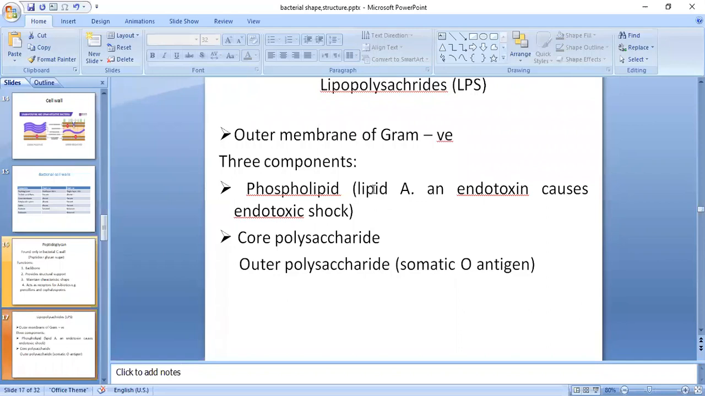The lipid part, lipid A, acts as an endotoxin, which is mostly released. The endotoxins are released only by the gram-negative bacteria. The gram-positive bacteria release both the endotoxin as well as the exotoxin, but the gram-negative bacteria release only the endotoxin, not the exotoxin.